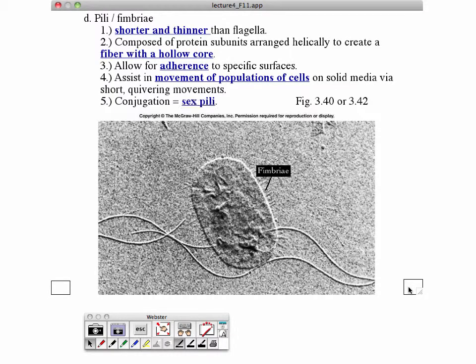Lastly, as I mentioned, the term sex pili in your book is reserved for the type of structure that forms that is very much like this, but is dedicated to the transfer of DNA from a donor cell to a recipient cell. For example, the transfer of an R plasmid from one bacterial cell to another. This ends our coverage for the exam.